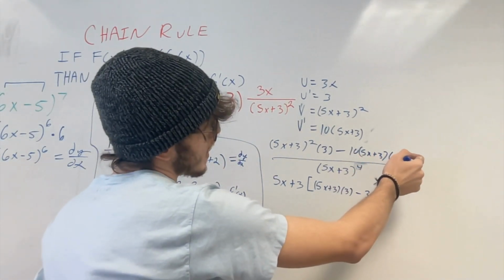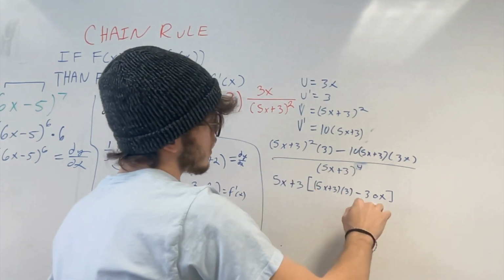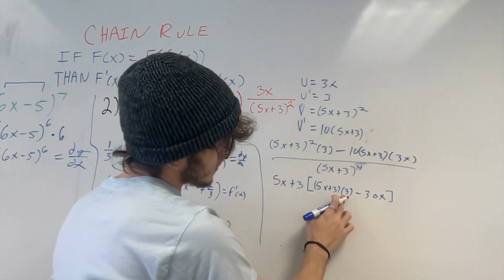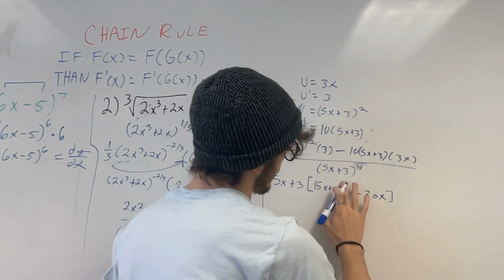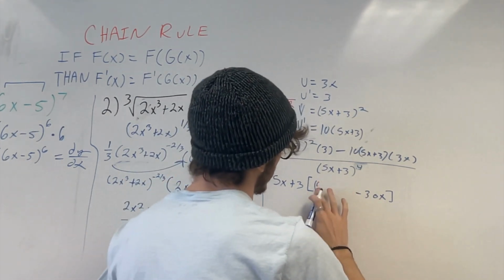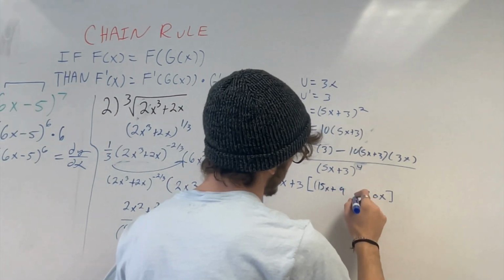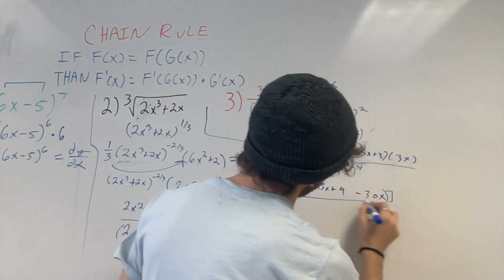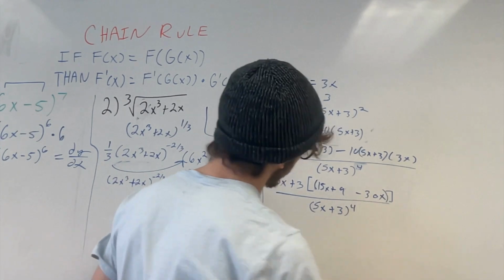10 times 3x is 30x. We're allowed to do that. We took out the 5x there, so that's just gone. And then here I'll also make a simplification. 3 times 5, 3 times 3. So that's going to be 15x plus 9. So here's our expression, a little more simplified, but we can actually take it one step further.